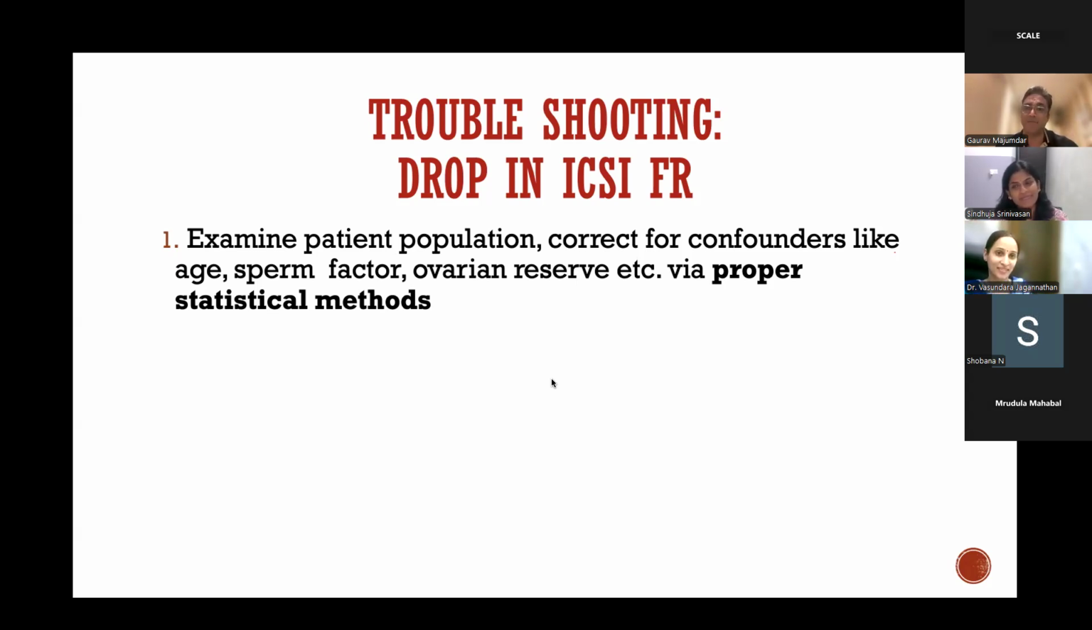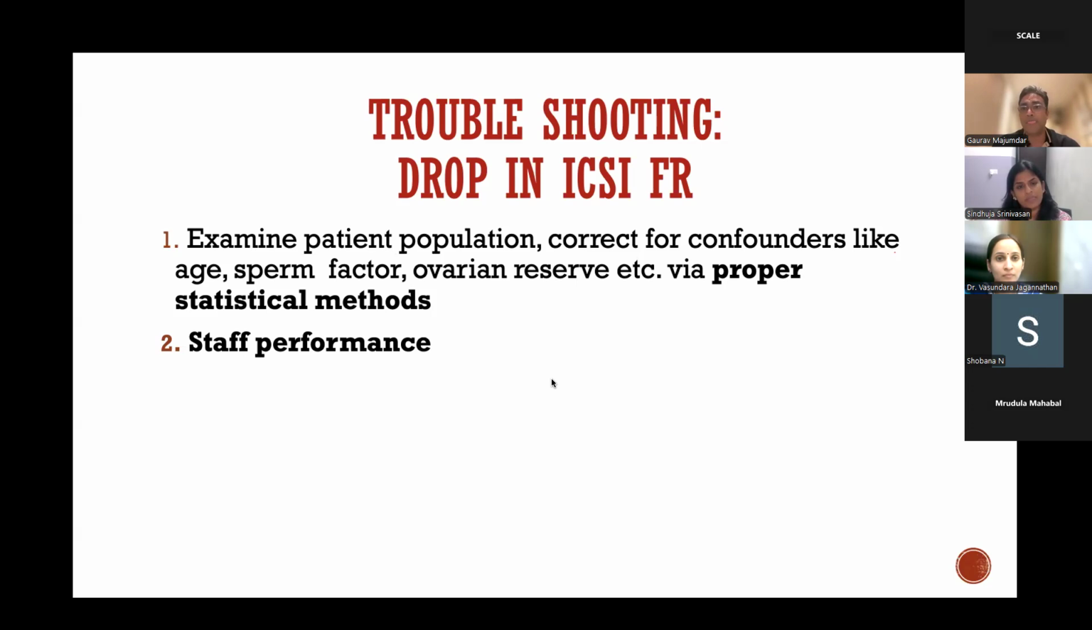Next, once you have established that there has been a proper dip, where the fertilization rate in your control charts has gone below 2 standard deviations from the mean and is persisting there for 2 months, a minimum of 2 months, you know that there is some major problem in the laboratory. So then you will also look at the operator performance, where you see, has someone new joined in, a new joinee, a new embryologist possibly?